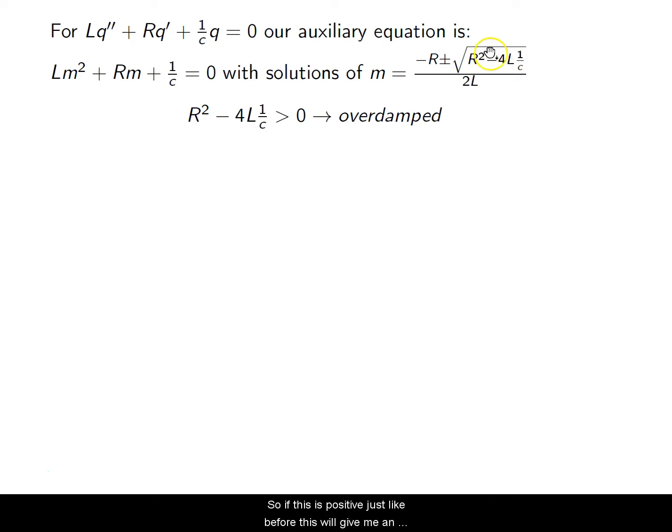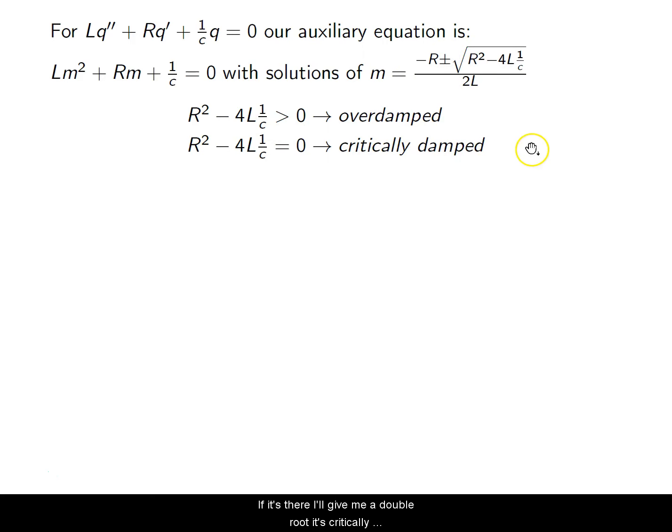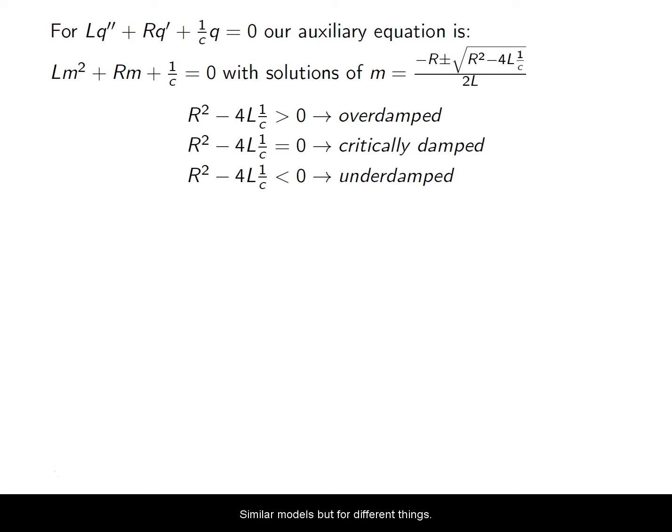So if this is positive, just like before, this will give me an overdamped system. If it's 0, it gives me a double root. It's critically damped. And if it's an imaginary complex solution, it's an underdamped system. Okay, so very similar to what we were doing for the last example, because these are similar models, but for different things, right?